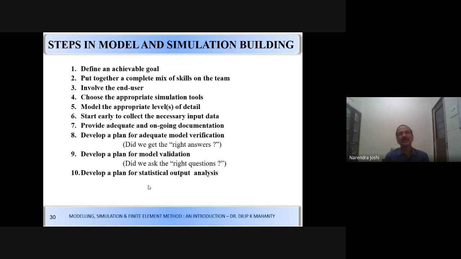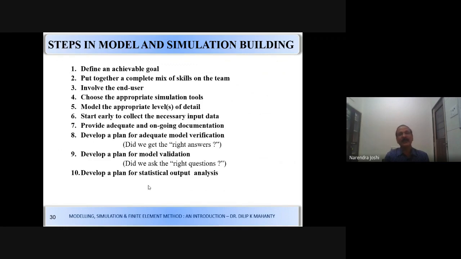Choose the appropriate simulation tools. Very important for us: is it a discrete event or a continuous event? Is it happening once over a span of time, or is it continuously happening? Model the appropriate levels of detail. How much detail do I need in this whole simulation? If I understand which parameters are important and which are not, I will be able to model much more accurately than if I do not take those issues into account. Start early to collect the necessary input data. Very important.